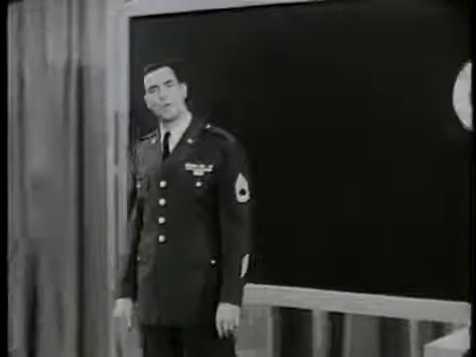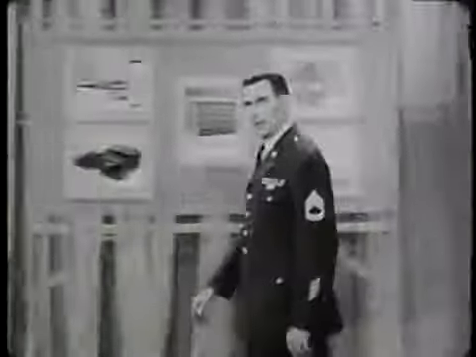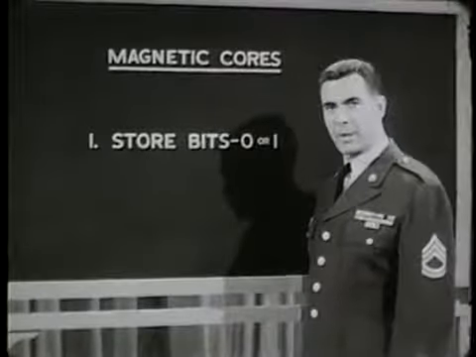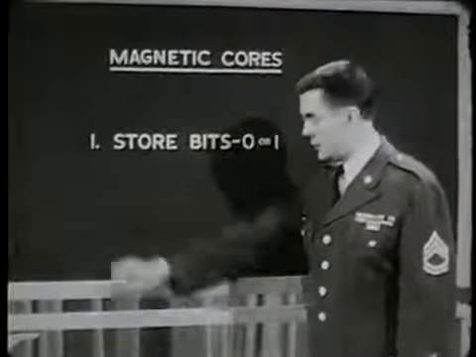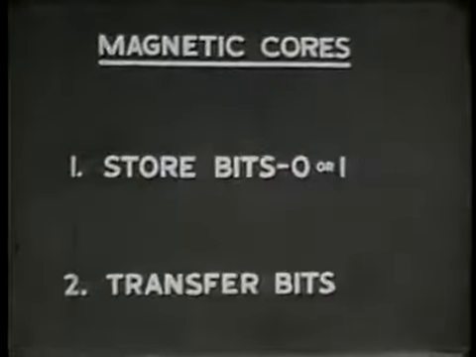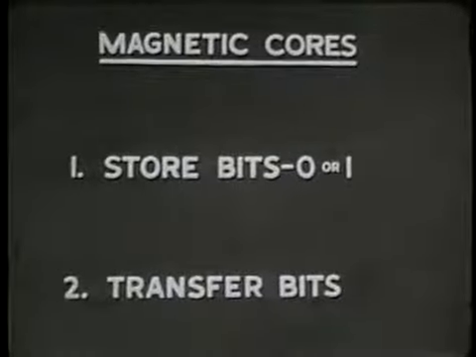So far, we've been establishing the function of magnetic cores. They store binary digits, or bits, 0 or 1. Now we're going to see how they do it, and also how they transfer bits from one core to another. To explain how cores store binary digits, we must know how they are constructed.